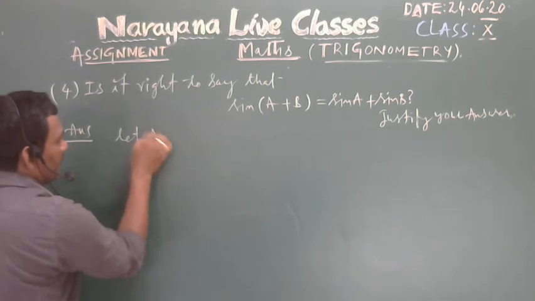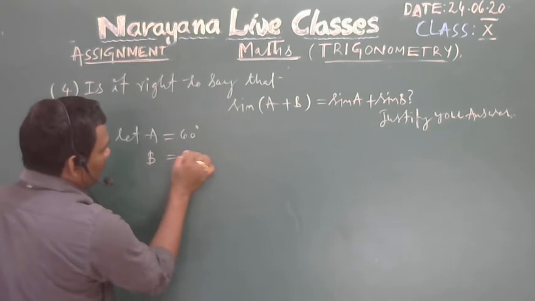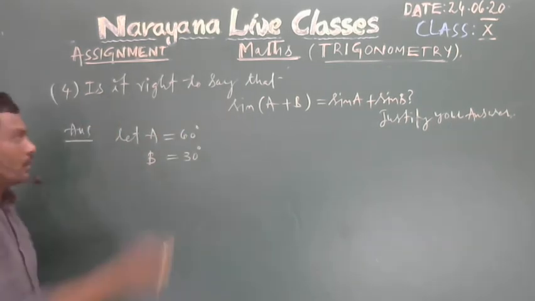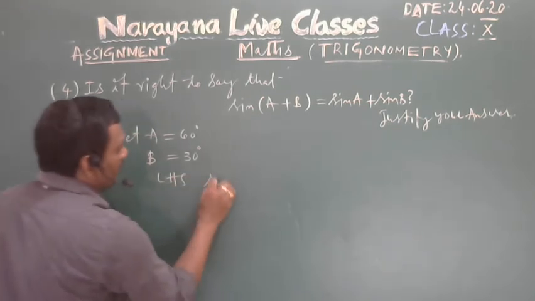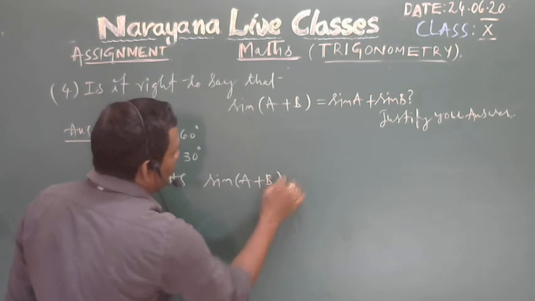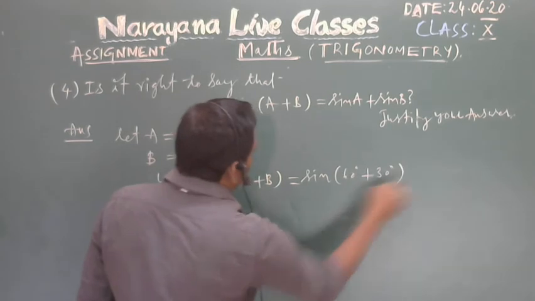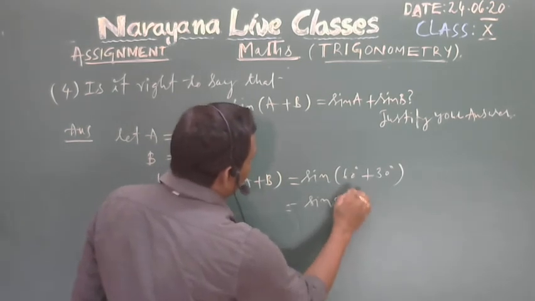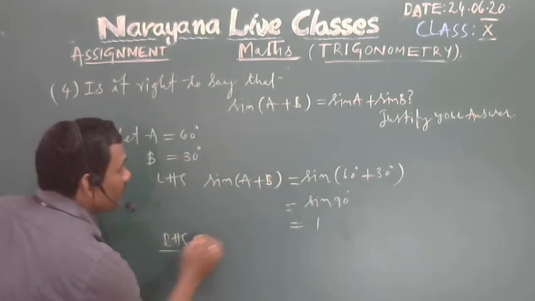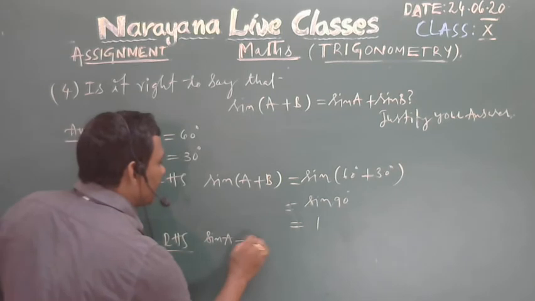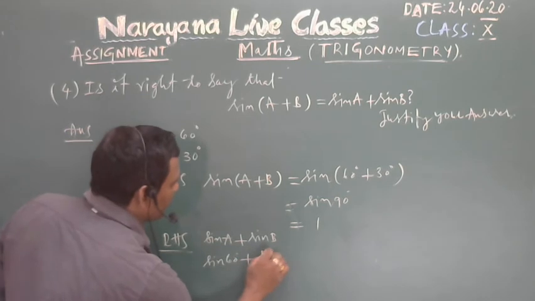Let A be a specific angle, 60 degrees, and B equal to 30 degrees. LHS: sin of A plus B is equal to sin of 60 degrees plus 30 degrees, which is sin 90 degrees, equal to 1. RHS: sin A plus sin B, sin 60 degrees plus sin 30 degrees.